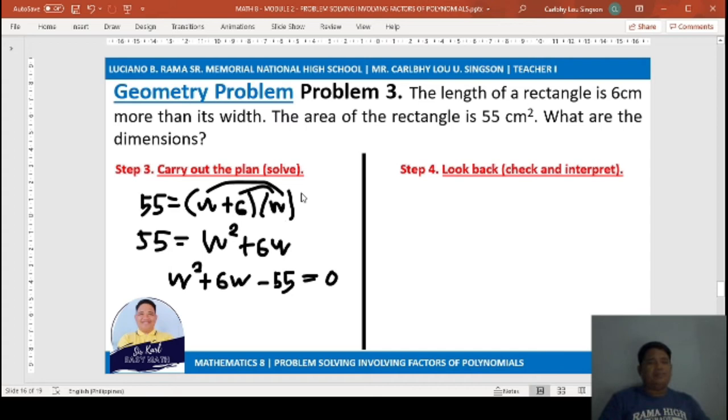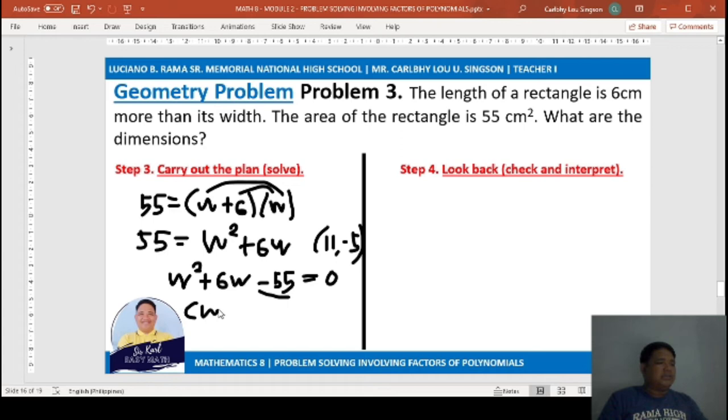Now again, this is an example of a general trinomial. So again, we're going to look for the factors of negative 55 which, if we add them, will give us positive 6. And what would that be? That would be positive 11 and negative 5. Negative 5 times 11 gives us negative 55, and 11 plus negative 5 gives us 6.